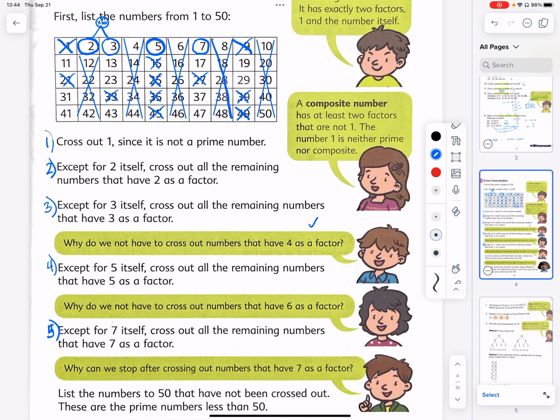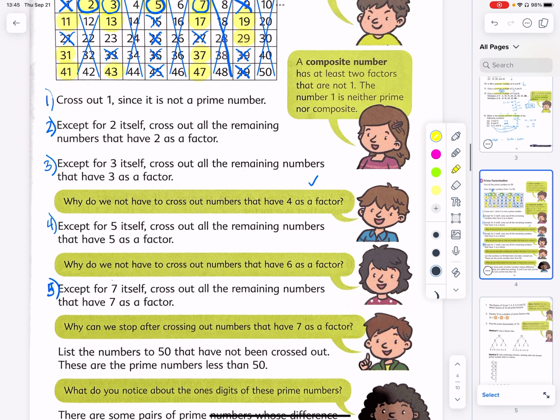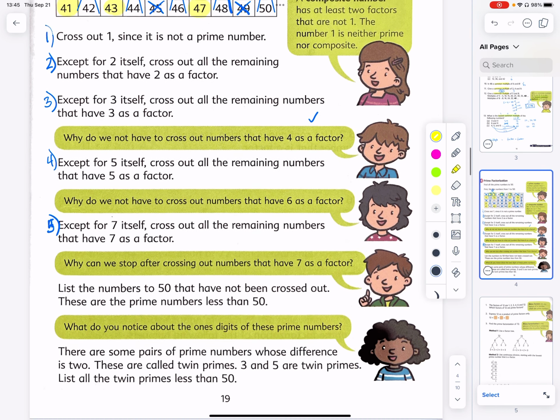So let's highlight what it is that we have left. We have 2, 3, 5, 7, 11, 13, 17, 19, 37, 47, 29, 31, 41, and 43. All the numbers that we have highlighted in yellow are prime numbers. Prime numbers are only divisible by 1 and the number itself. I suggest you memorize those prime numbers.